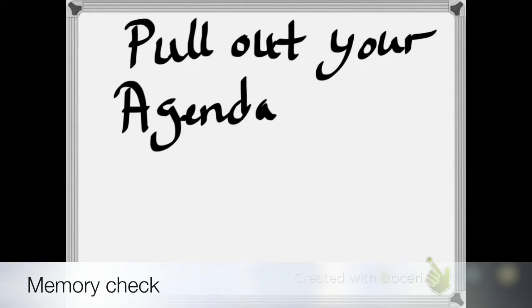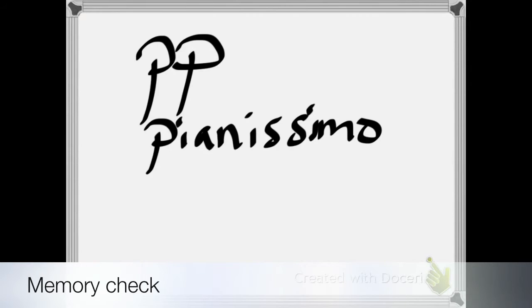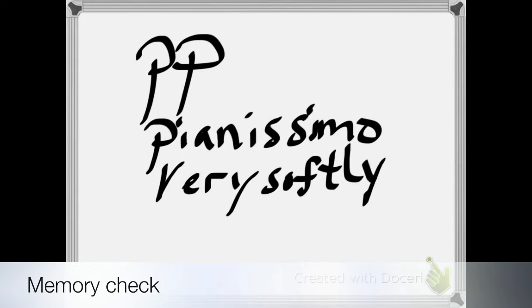Next, you're going to need to pull out your agenda, because we're going to write these terms down in our agenda and see how much you remember from what we were just talking about. So, PP, what word does it stand for? Oh, good. It stands for pianissimo, and you want to record this into your agenda. And then pianissimo stands for very softly. Good. That's telling us how loud to play, remember.